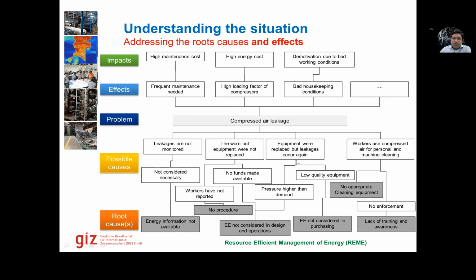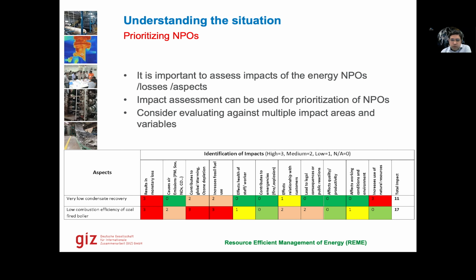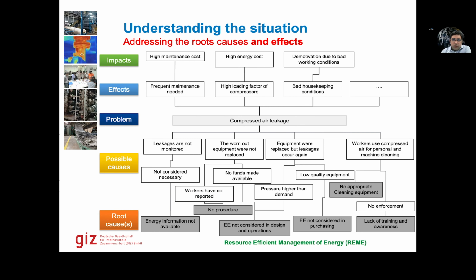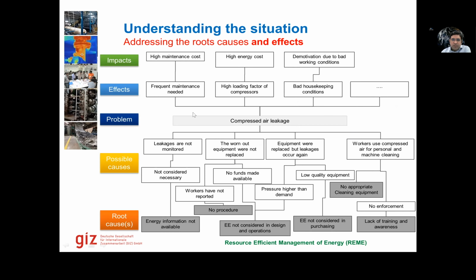One part is to do the root cause analysis, but another part that we usually miss out is doing an effect analysis or an impact analysis. So what effects does it actually have? You can use this effect and impact analysis, or you can also use the initial matrix that I showed you, to do the impact assessment. You say, okay, what are the effects of these leakages? For example, the effects are that we need frequent maintenance, there is a high loading factor of compressors, the housekeeping conditions are getting bad, and so on.